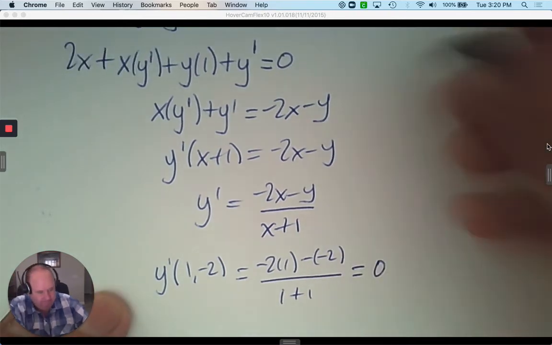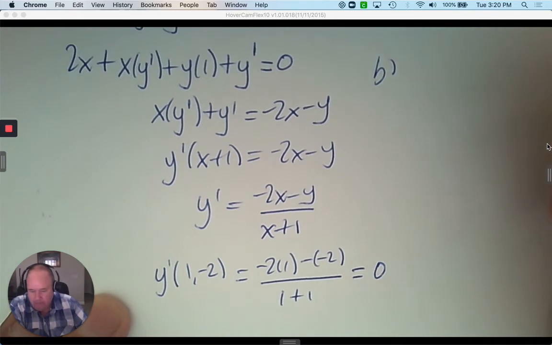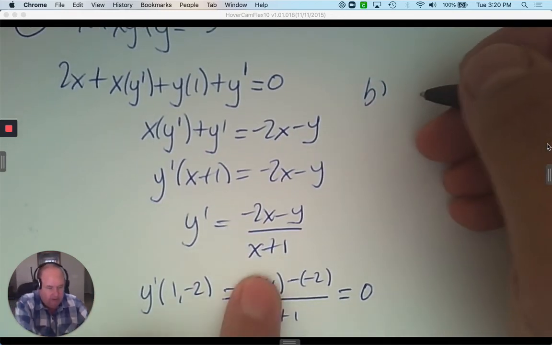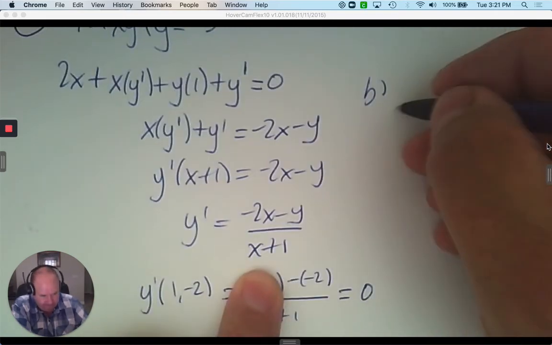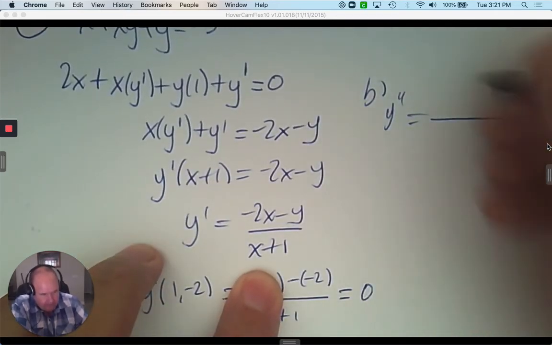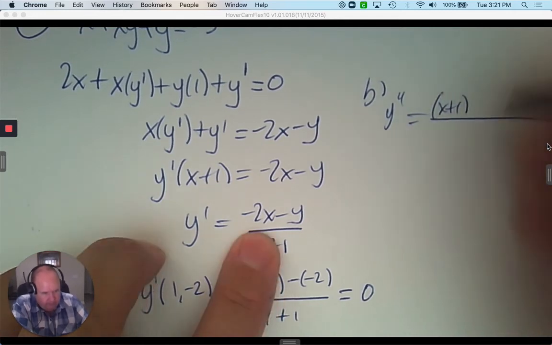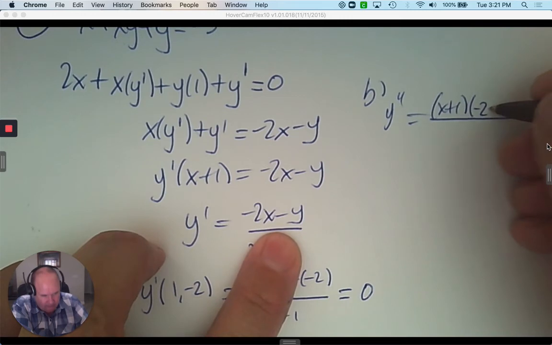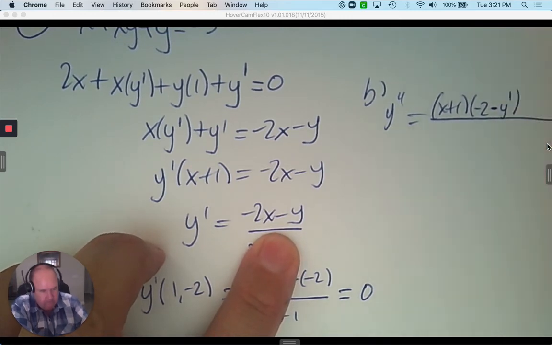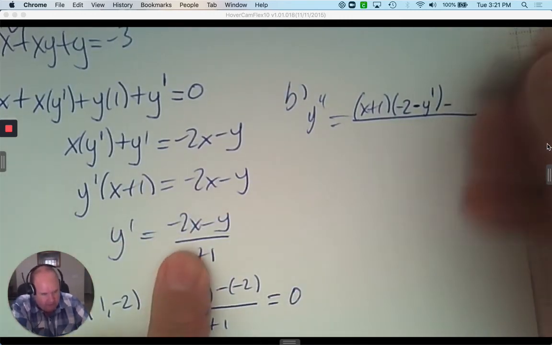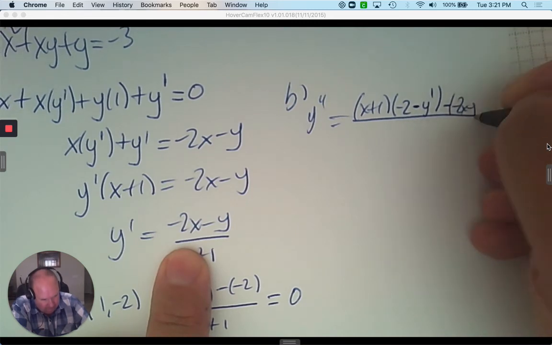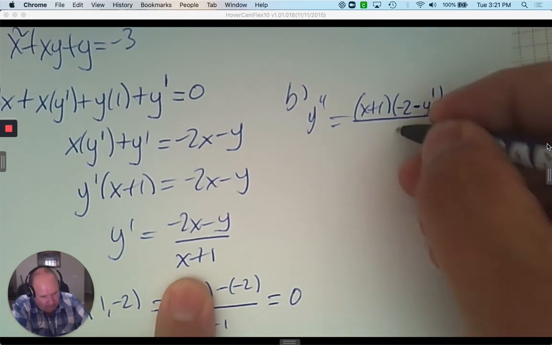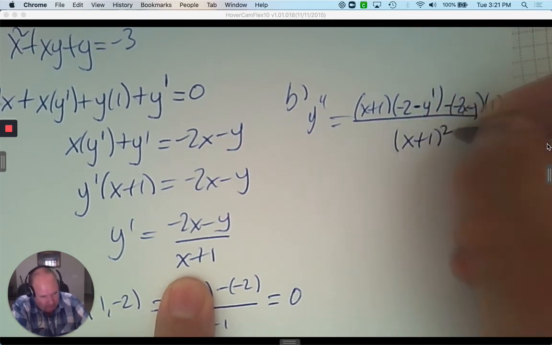Part B says find the second derivative there. So for the second derivative, I'm going to do the quotient rule. That's the bottom times the derivative of the top. That's negative 2, and the derivative of this would be y prime. Subtract the top times the derivative of the bottom, which is 1, and then the bottom squared.